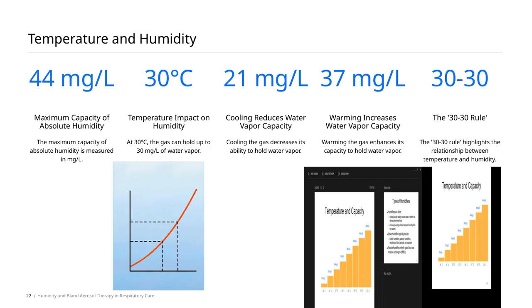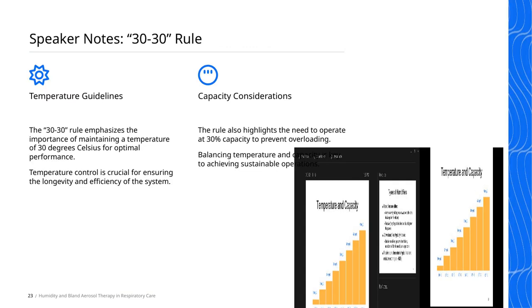The key takeaway is that warming the gas enhances humidification, which is crucial for patient comfort and airway health, while cooling decreases moisture capacity. Recognizing this relationship allows us to better manage aerosol therapy and ensure effective humidification tailored to each patient's needs. Let's talk about the importance of operating at 30% capacity to prevent overloading.